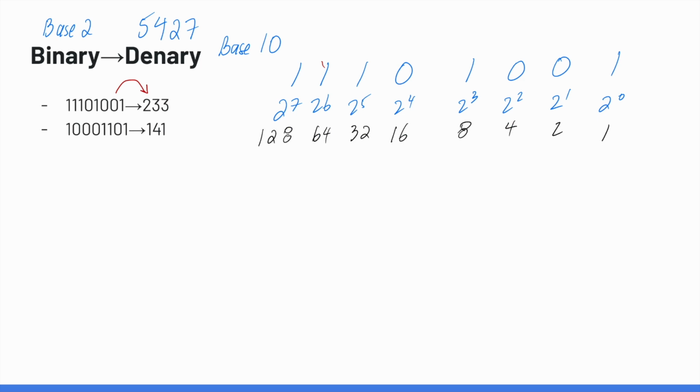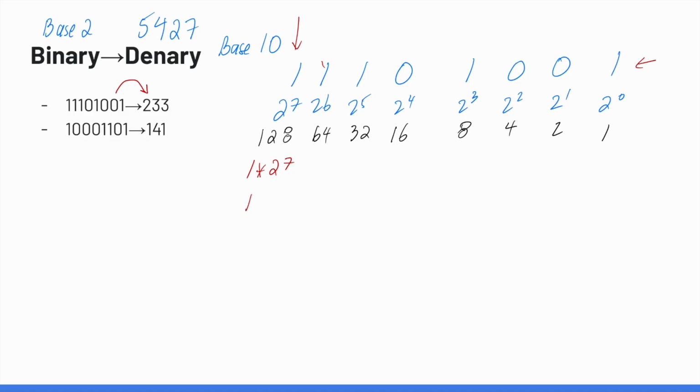Now if you want to calculate the Denary value of this binary value right here, we're basically going to go through the same process as we did before. So first we're going to start on this side, and we're going to see what each one of these values represents. So the first one is going to represent 1 times 2 to the 7th.